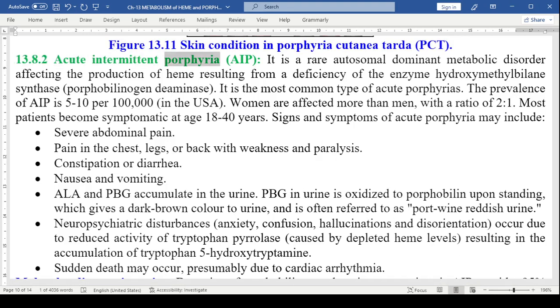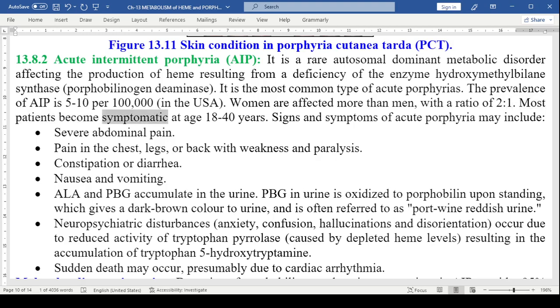13.8.2 Acute intermittent porphyria, AIP. It is a rare autosomal dominant metabolic disorder affecting the production of heme, resulting from a deficiency of the enzyme hydroxymethylbilane synthase, porphobilinogen deaminase. It is the most common type of acute porphyrias. The prevalence of AIP is 5 to 10 per 100,000 in the USA. Women are affected more than men, with a ratio of 2:1.